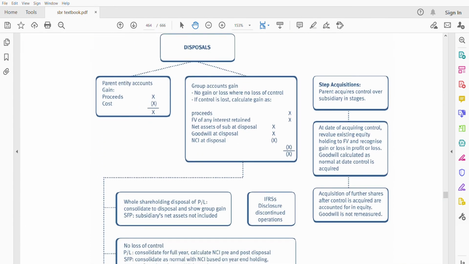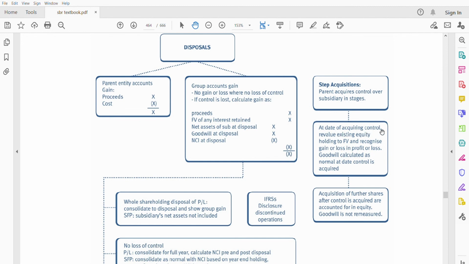Step acquisition is where the parent acquires control over stages. Not in one go, but in several stages they are acquiring that control. Still they are having that control. And remember that for discontinued operations, according to IFRS, you have to disclose the discontinued operation.